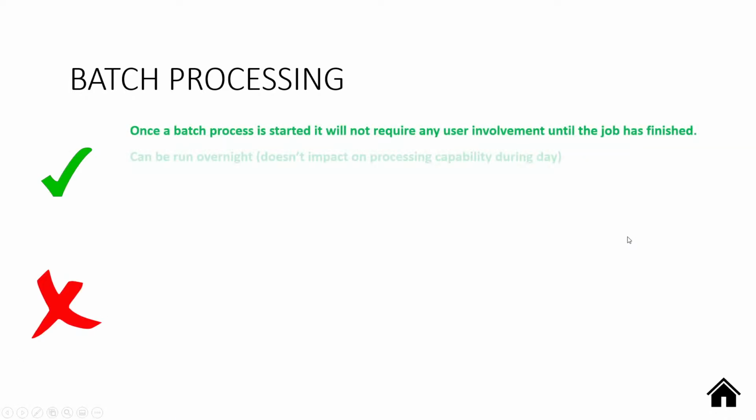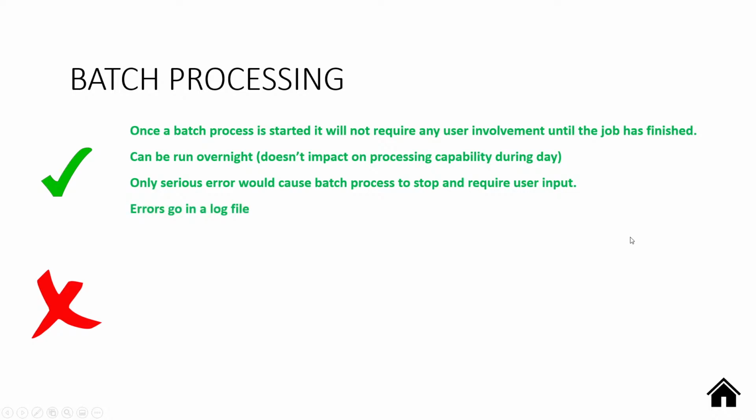Now, a couple of advantages. So we said most of these before, but once a batch process has started, it will not require user involvement. Can it be run overnight? Yes, it can. Only serious errors would cause the batch process to stop. Like, when I say a serious error, I mean like the mainframe's on fire. Everything else goes in an error file.